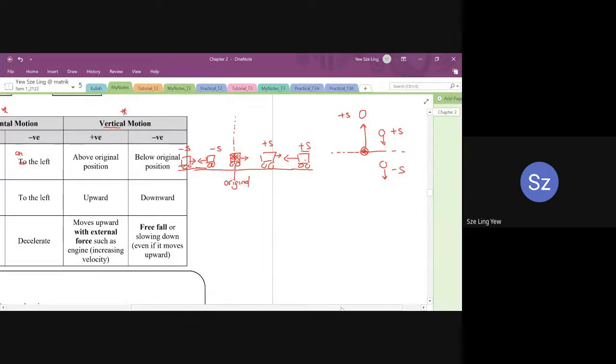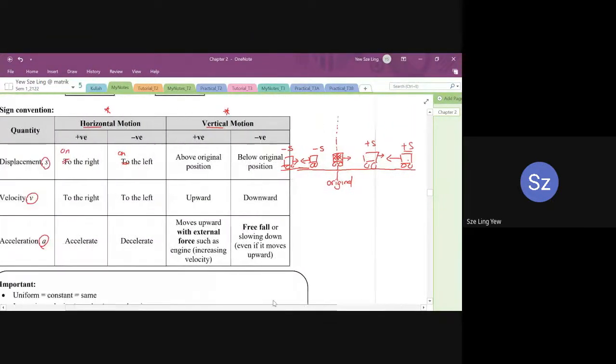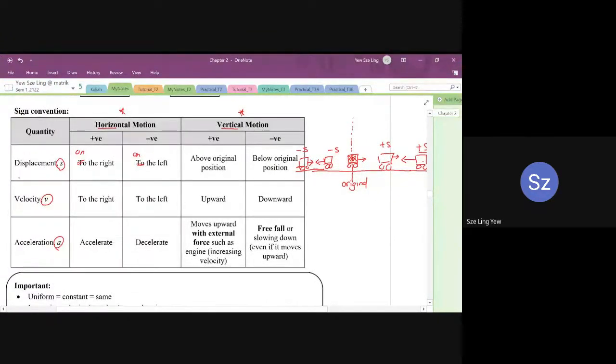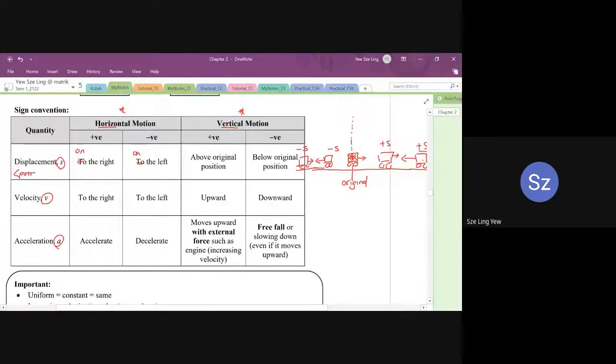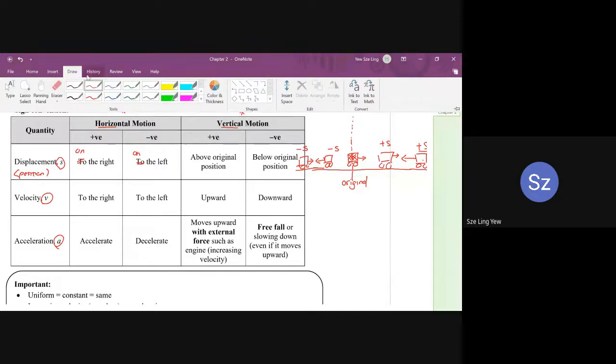So when it comes to displacement, the thing that we look at is the position of the object. If it is on the right, regardless of the direction of motion, then it's going to have a positive sign. If it is on the left, then it will have a negative. If it is above, then positive. If it is below, then negative. You don't look at the directions of motion.